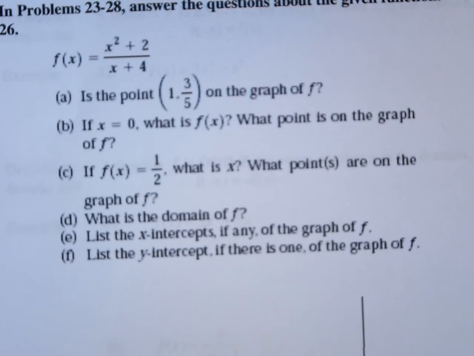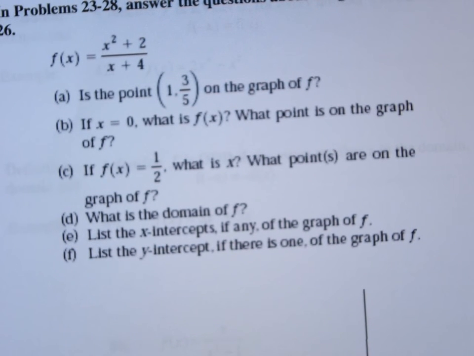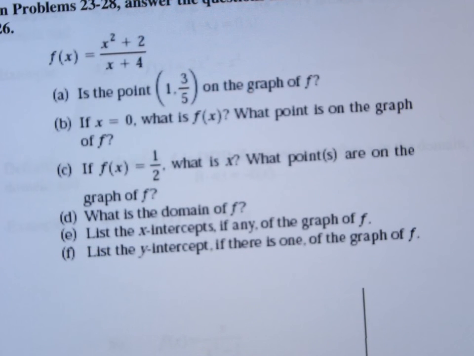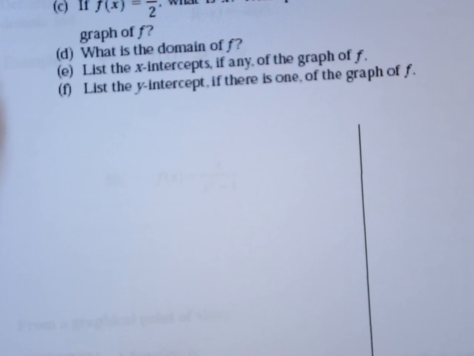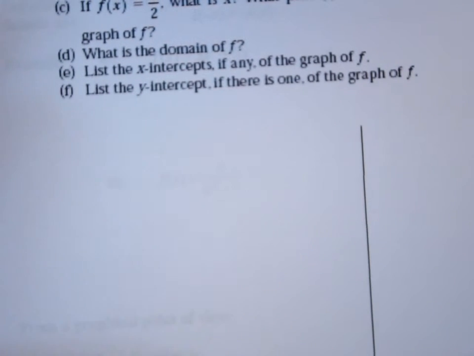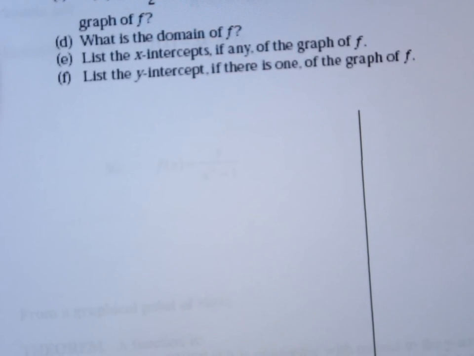This says in problems 23 to 28, answer the questions about the given function. We don't have a graph anymore, but we do have a function. And there are F parts. That's what you're going to love about this particular section. It's like the problems never quit. And we don't have one part to a problem or two parts. We got F parts, N parts. Okay, so here we go.